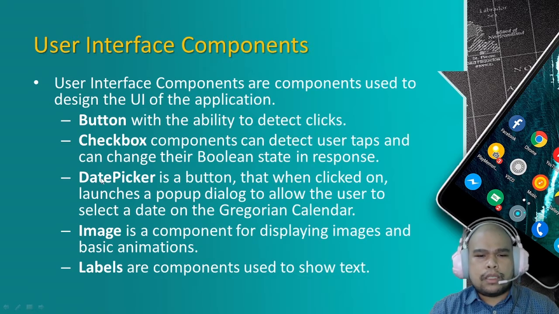So, date picker is a button that when clicked, auto-launches a pop-up dialog to allow the user to select a date on the Gregorian calendar. Okay, so let's say for example, if you'll be clicking the date picker, no, it will be popping out a window or a dialog box, no, na makikita nyo wherein the user will be able to set the day, month, and year dun sa date na gusto niyang ilagay.